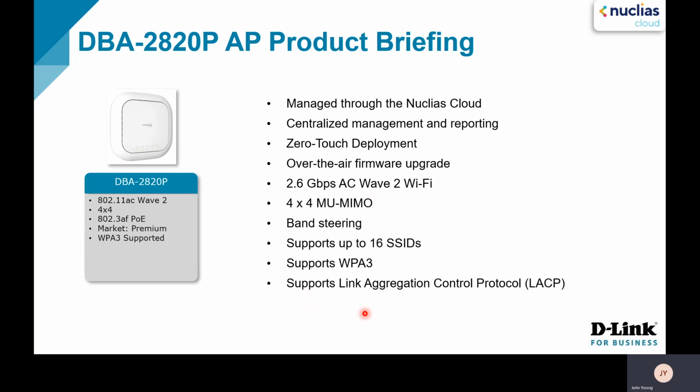Then next we have the higher end, called the DBA2820P. Same thing, it's a 4x4 MU-MIMO, going up to 2.6 gig Wave 2. It supports WPA3 and the LACP. Remember, LACP will just combine the two LAN ports together and also provide redundancy. In case any of the LAN ports is down, the AP will still carry on broadcasting.